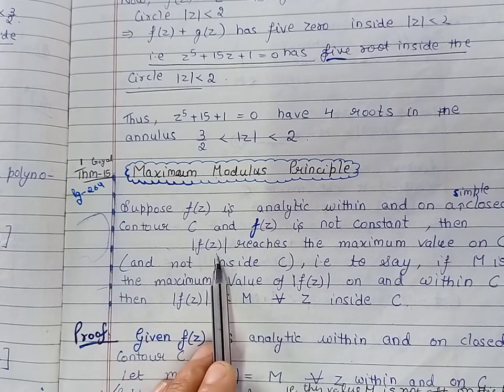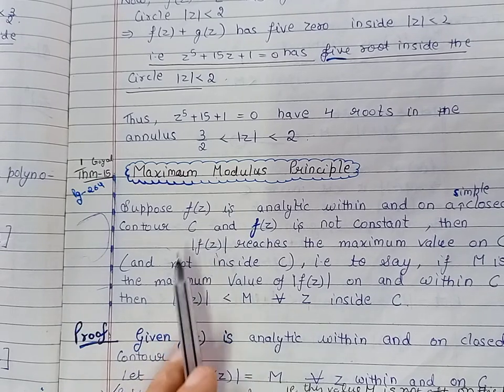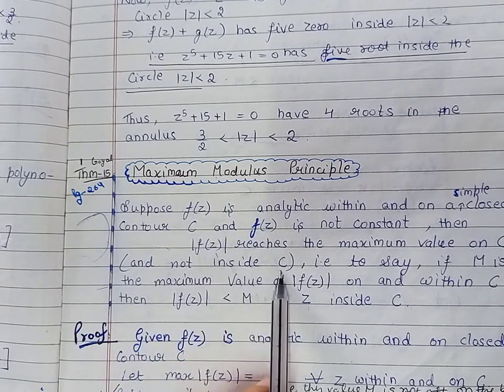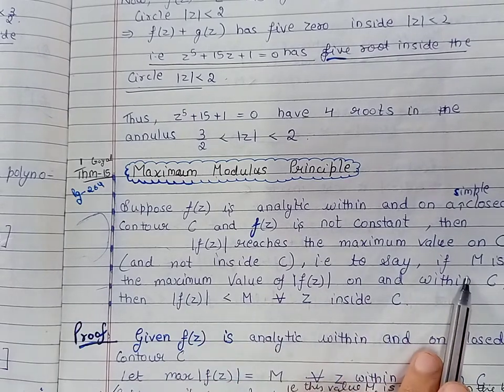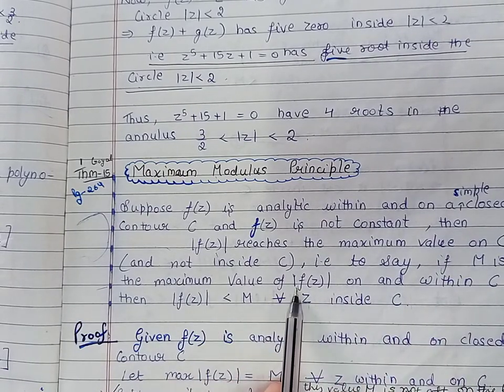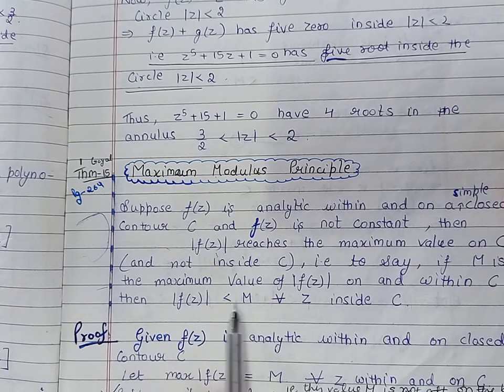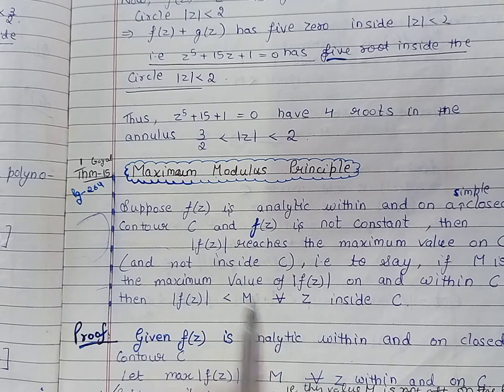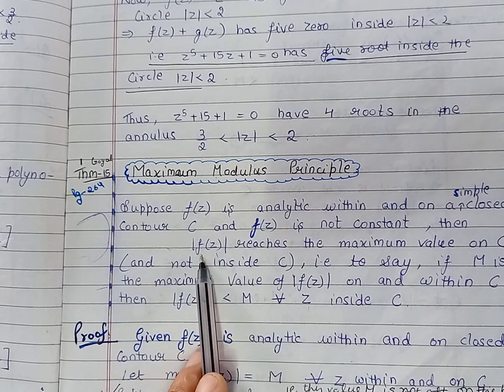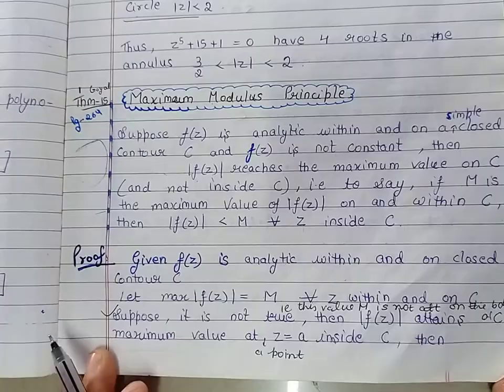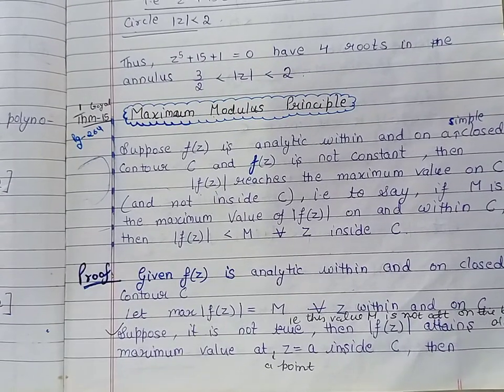f(z) attains its maximum value on the boundary of contour C and not inside. It means if M is the maximum value of |f(z)| on and within C, then for every point z within C, |f(z)| will be less than M. It means the maximum value of |f(z)| is attained on the boundary, not inside the contour C. And in order to prove this principle, we use the contradiction method.